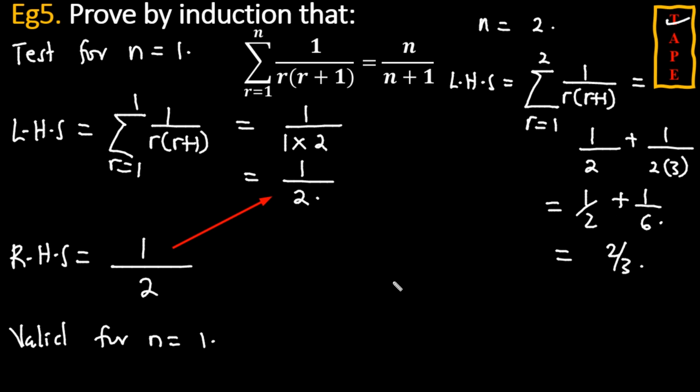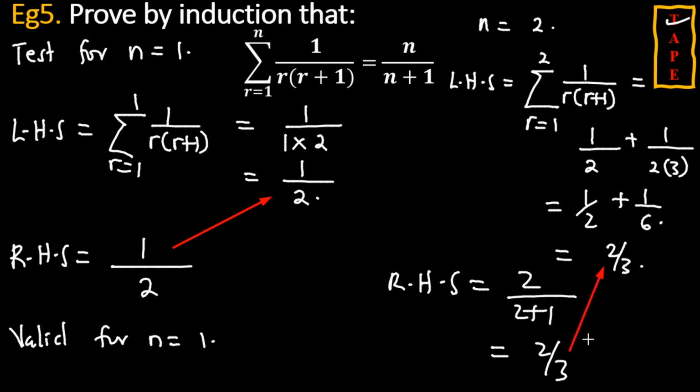Now let's do the same on the right hand side. On the right hand side, when I substitute this 2 into my formula, we shall have 2 divided by 2 plus 1. So this is 2 over 3. And when I compare the left hand side to the right hand side, it is clear that 2/3 is equal to 2/3. Therefore, we are going to say that the formula is valid for n is equal to 2.